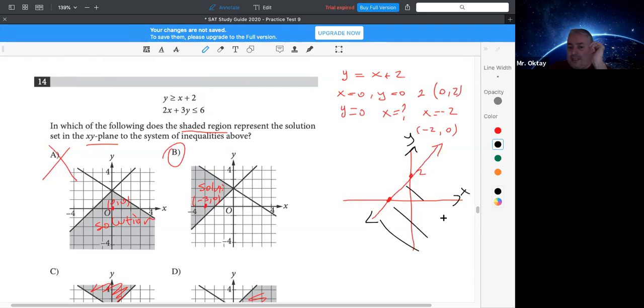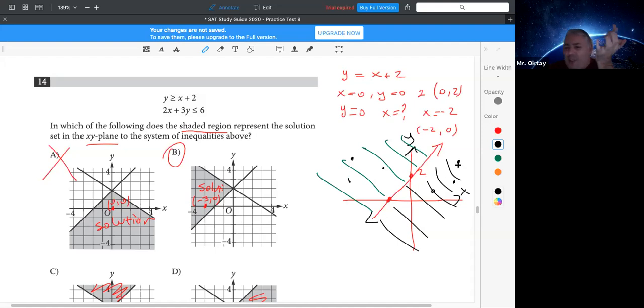First part is this. Second part is this. One of them is the solution. Which one? To determine this, we take a test point. What does it mean, test point? In this region, any point. You choose any point.